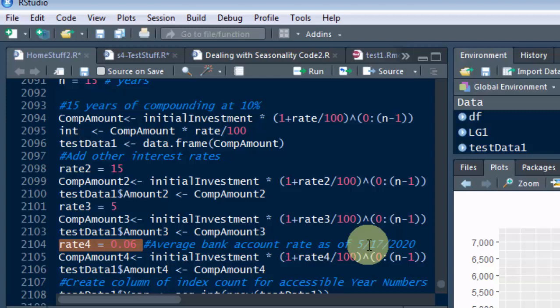So many bank accounts don't even pay interest on them, or you have to have like 10,000 or above in there to get interest. So that's how that works now.